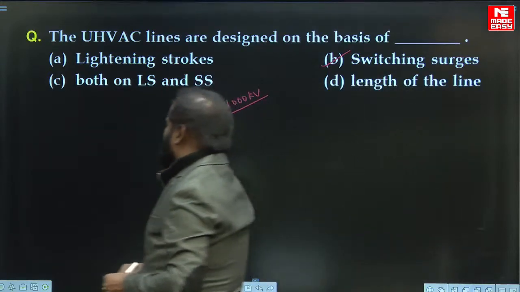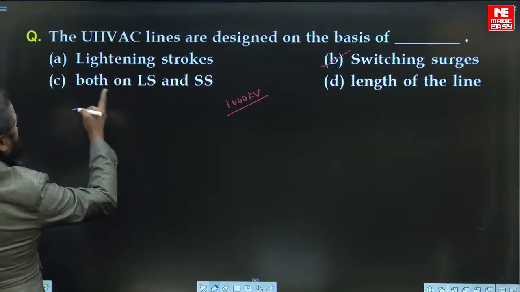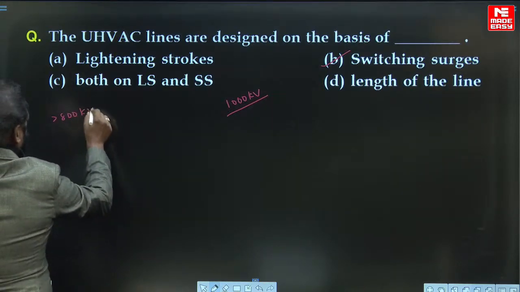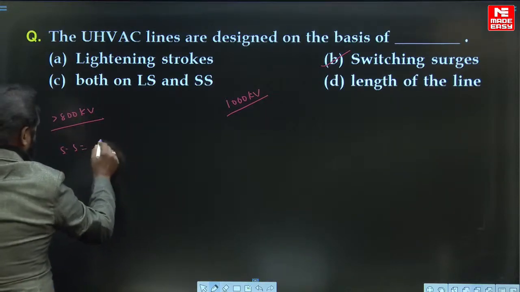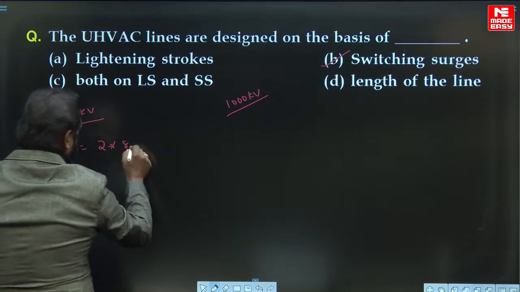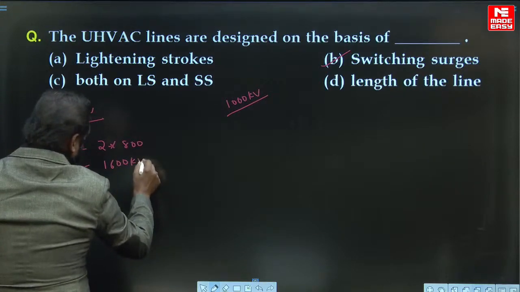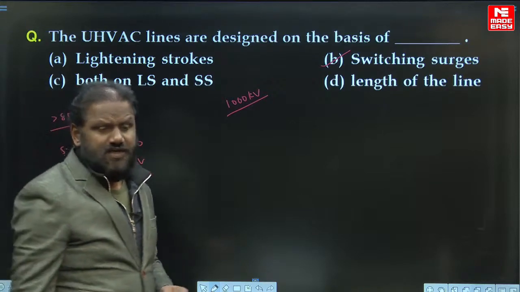Suppose the operating voltage is for UHV lines, which I mentioned are greater than 800 kV. Then the switching surge can be 2 into 800, that means 1600 kV. So for this line, the switching surge has the probability to raise the voltage up to 1600 kV.